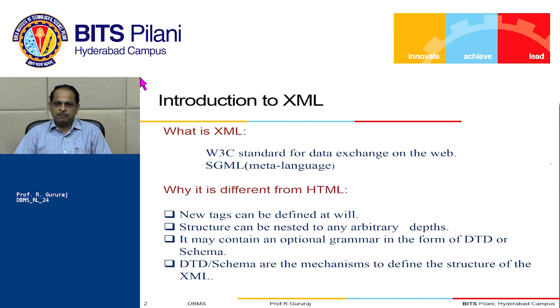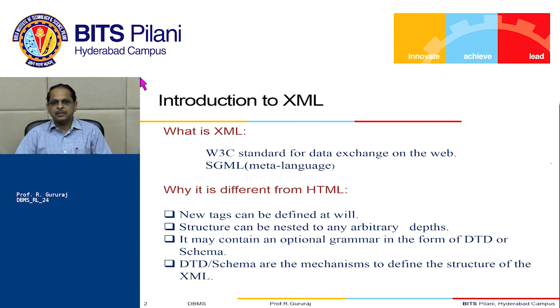And both HTML and XML have been derived from a common language, that is SGML, Standard Generalized Markup Language, which is a meta language, that is, which is used to create other markup languages. Hence, it is clear that nowadays data exchange on the web mostly happens using XML technology. And let us see how this XML is different from HTML.